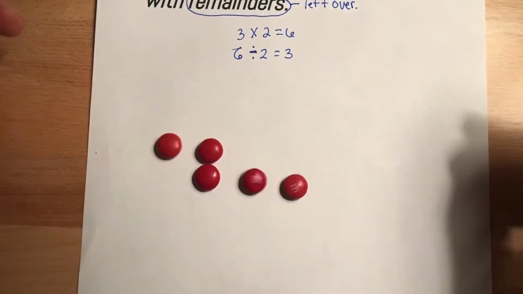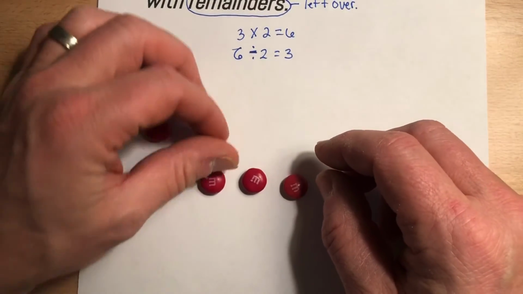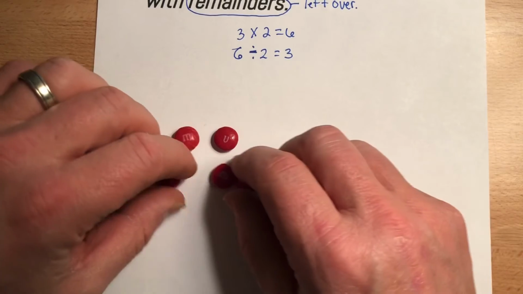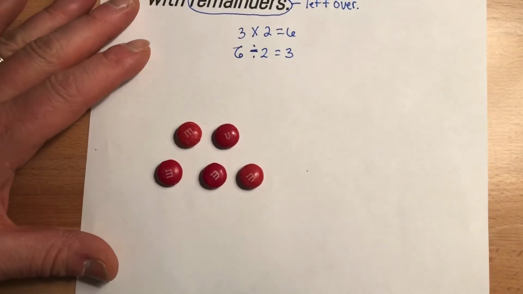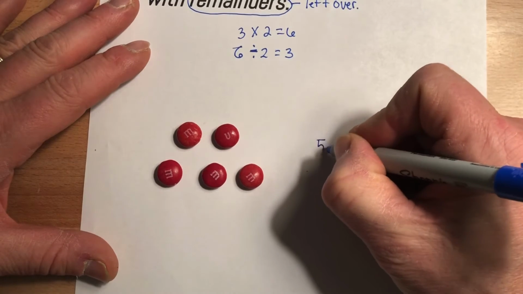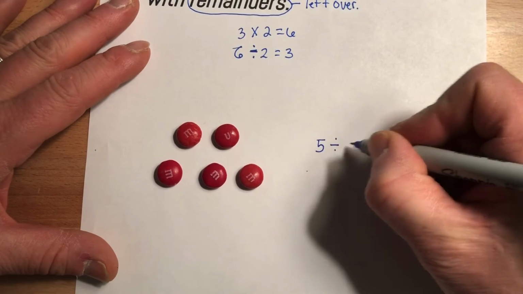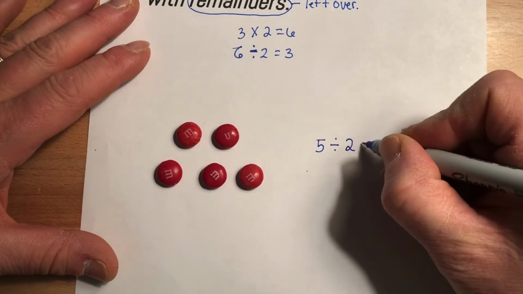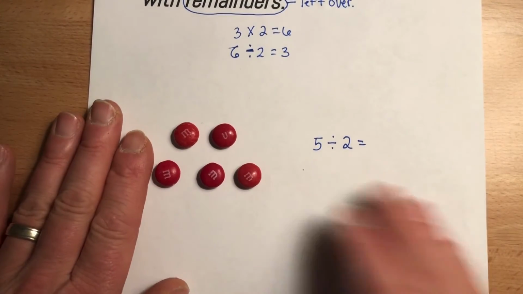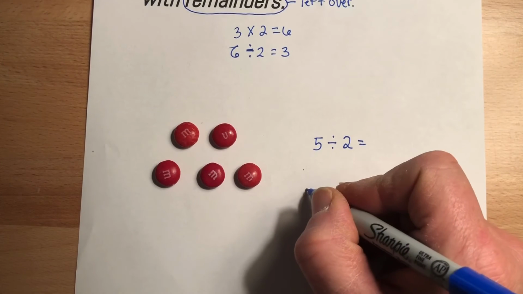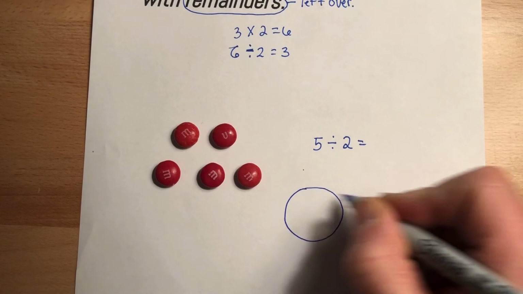But a quick little understanding here is, if I've got 5 M&Ms, and I say, all right, here's 5 M&Ms, and I want to divide those into 2 groups. And what is that going to equal? So I see these 5 here, and I want to put them into 2 groups. So here's a group, and here's a group.